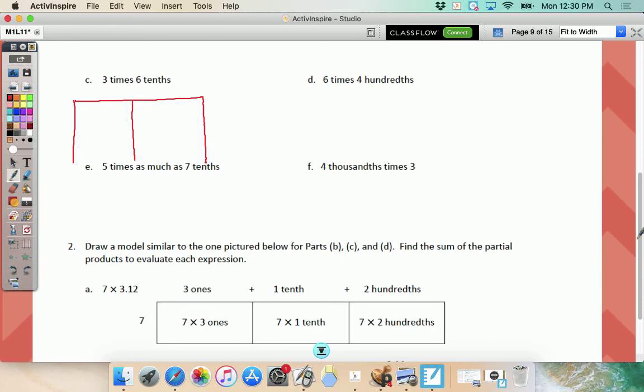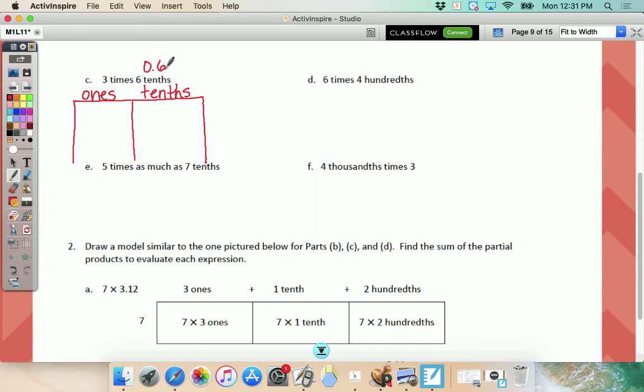So this is going to be my little mini place value chart. And I'm going to put the ones and the tenths. Okay? And this says 3 times 6/10. So 6/10, how do I write that in standard form?